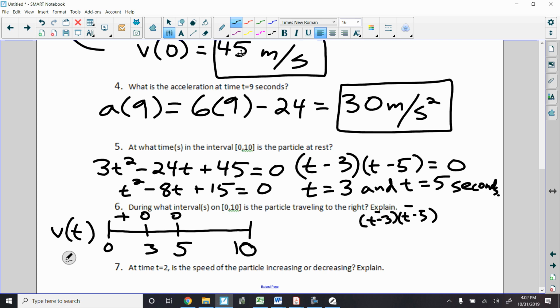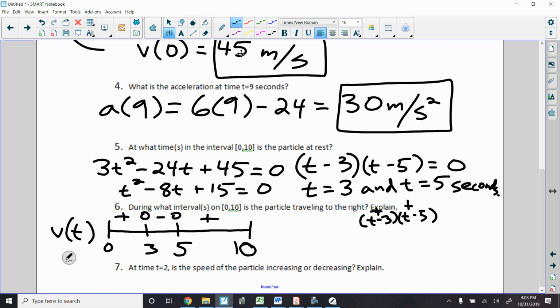Now I need to check a number between 3 and 5. I'm going to choose 4. 4 minus 3 then becomes a positive number. And 4 minus 5 is a negative number. A positive times a negative is a negative. Then I'm going to check a number between 5 and 10. I'll use 6. 6 minus 3 is positive. 6 minus 5 is positive. A positive times a positive is a positive.